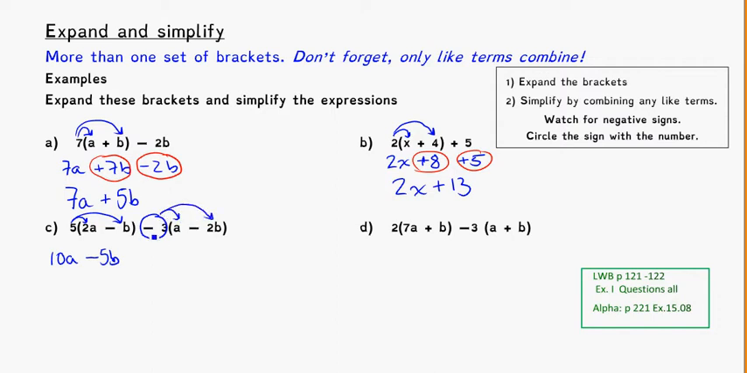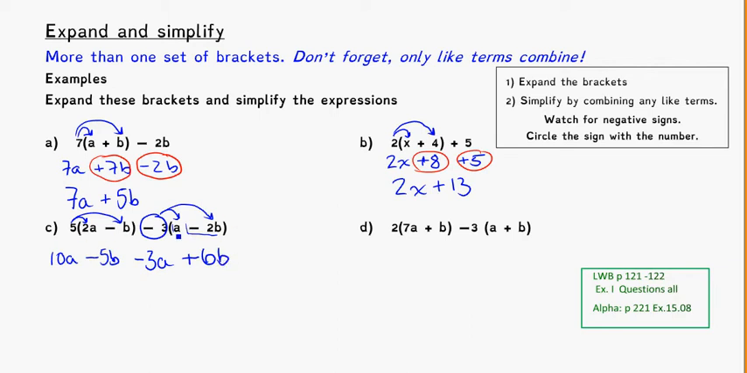So minus 3 times a gives me a minus 3a. Again, you can imagine that as a negative 3 times the invisible 1. Negative 3 times 1 gives me negative 3a. And negative 3 times negative 2. So a negative times a negative gives me a positive, and 3 times 2 gives me 6. And then there's the b.